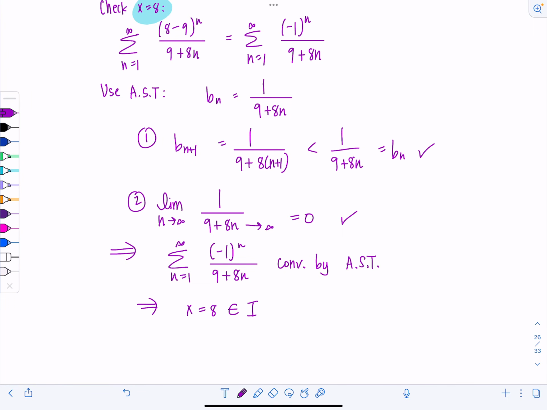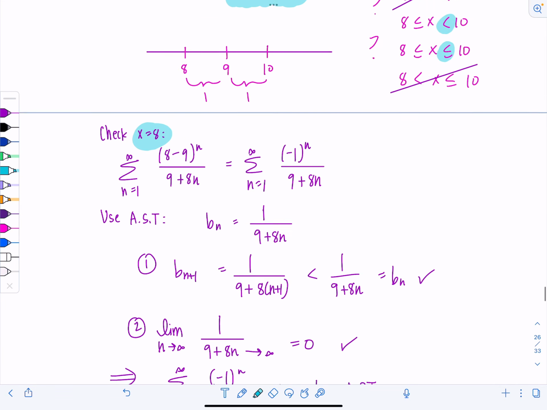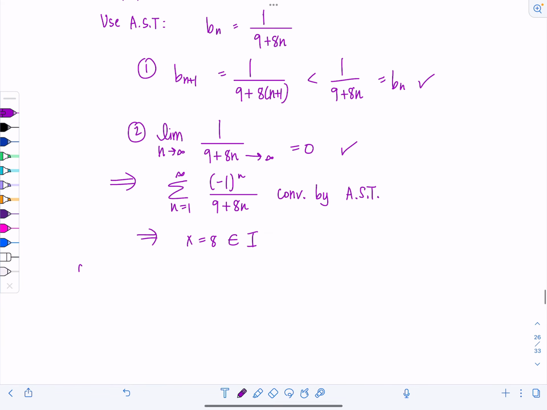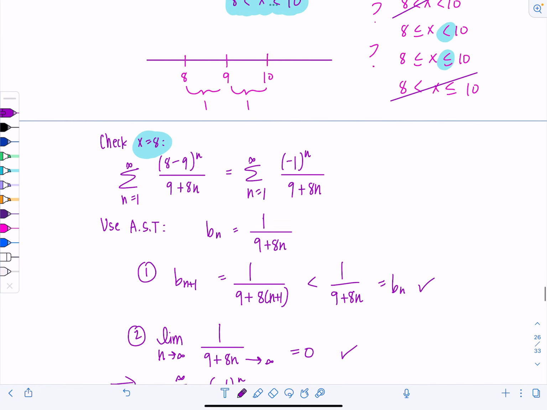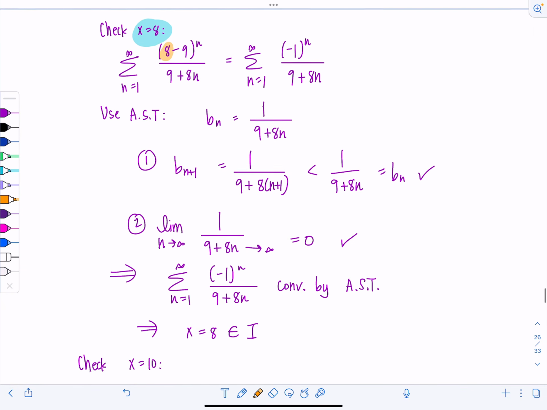Ooh. Okay, so what does that tell me? 8 is included. Yeah? So it's not this one, and it's not this one. Now I just got to check, is 10 included? So I know which of those two it is. So let's check with x equals 10. These are tedious when they ask for the full interval of convergence. If they just wanted the radius of convergence, we'd be done. We know it's 1.